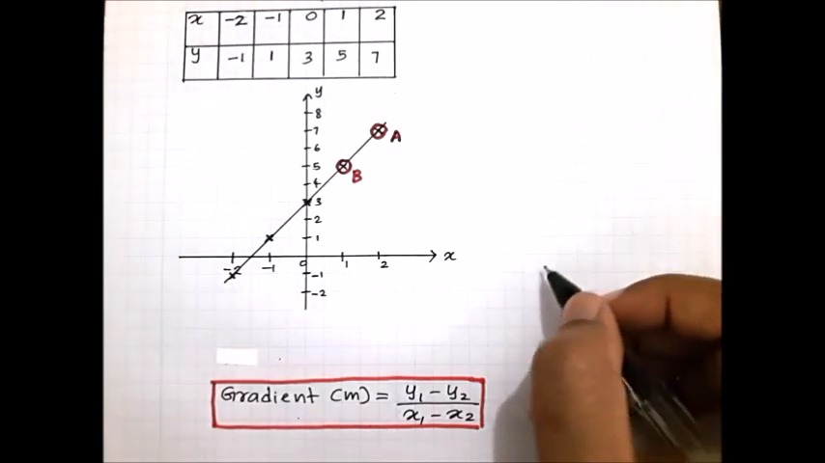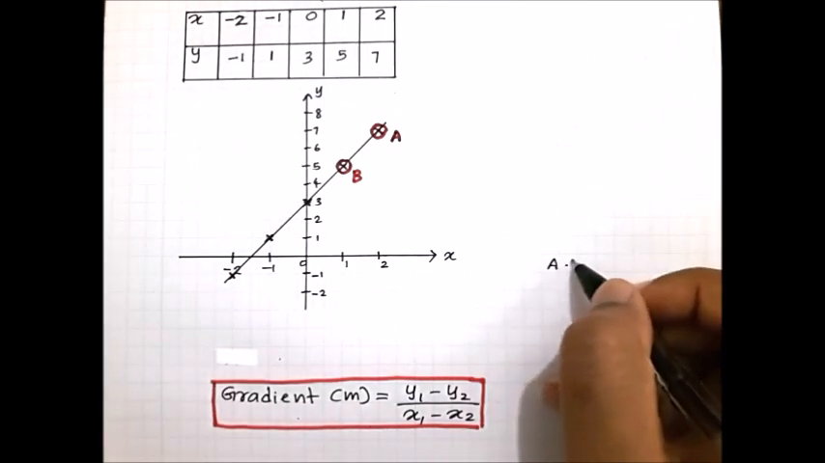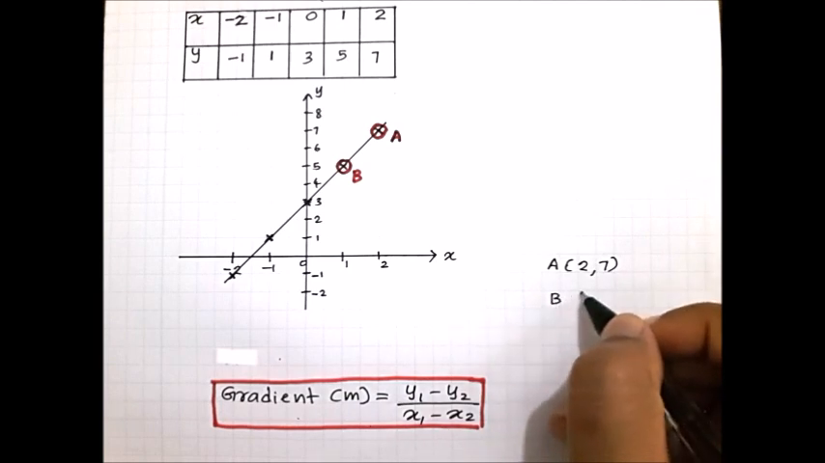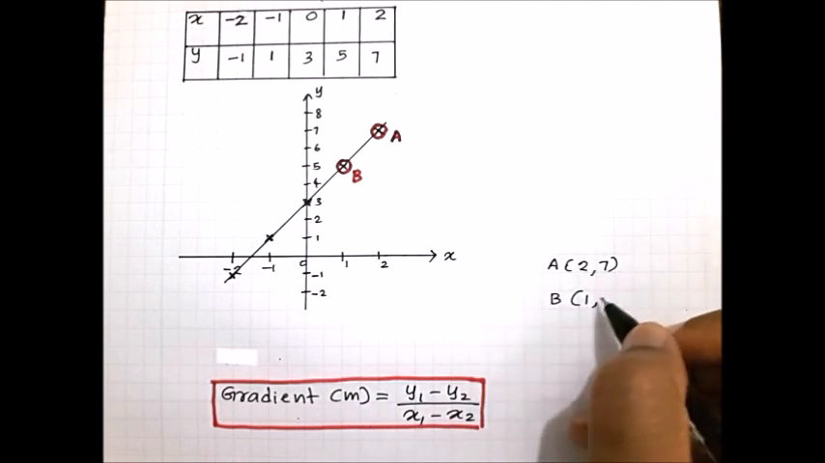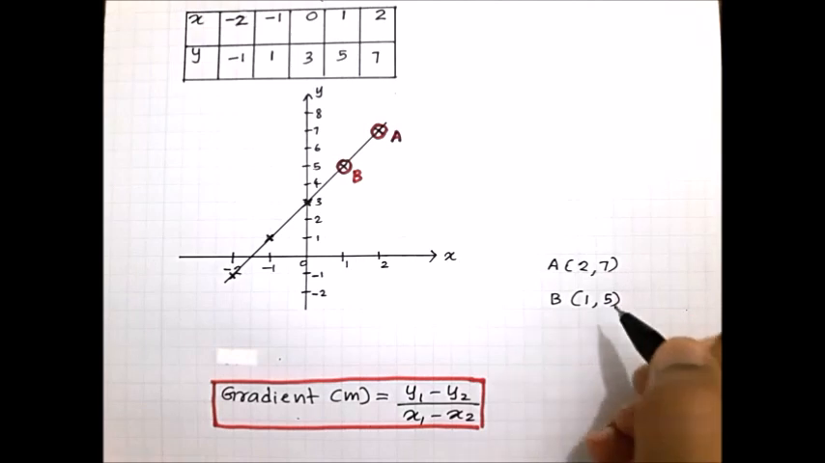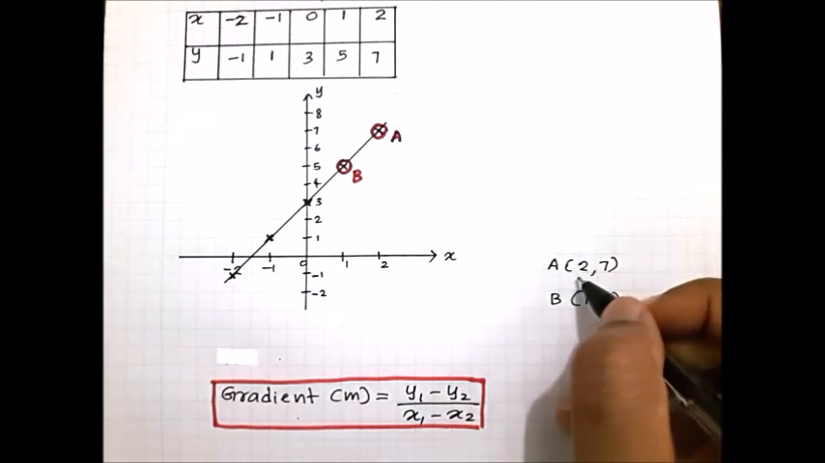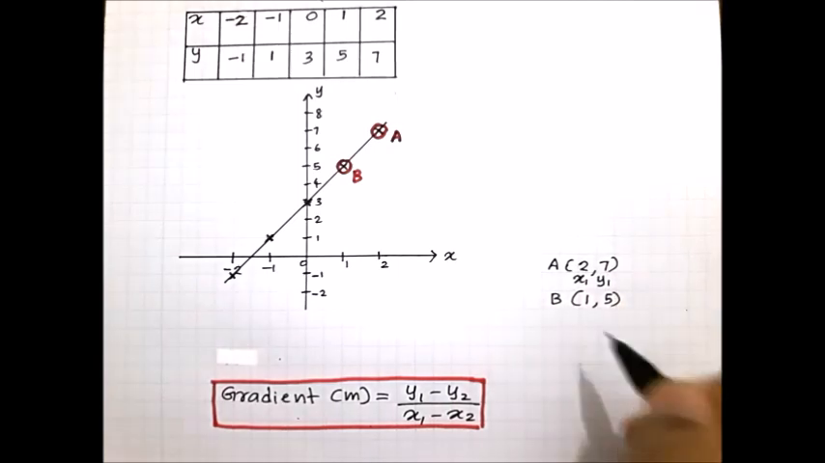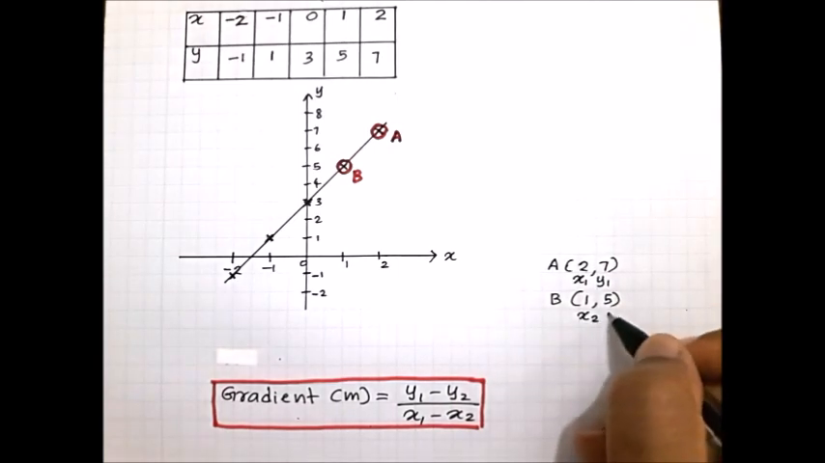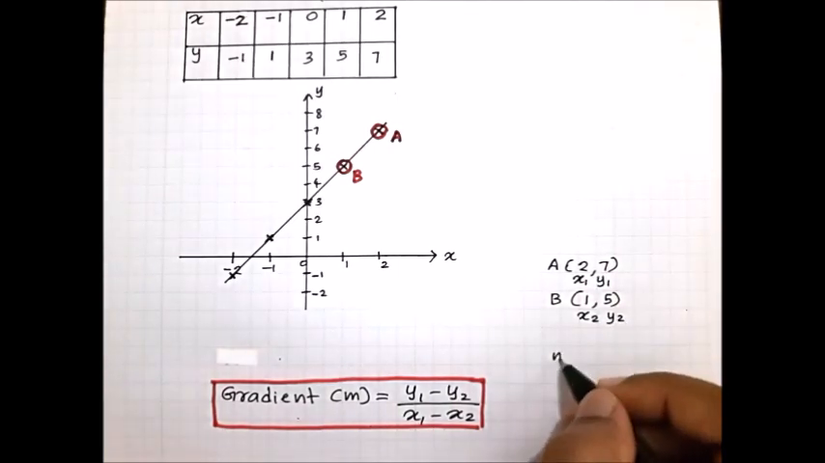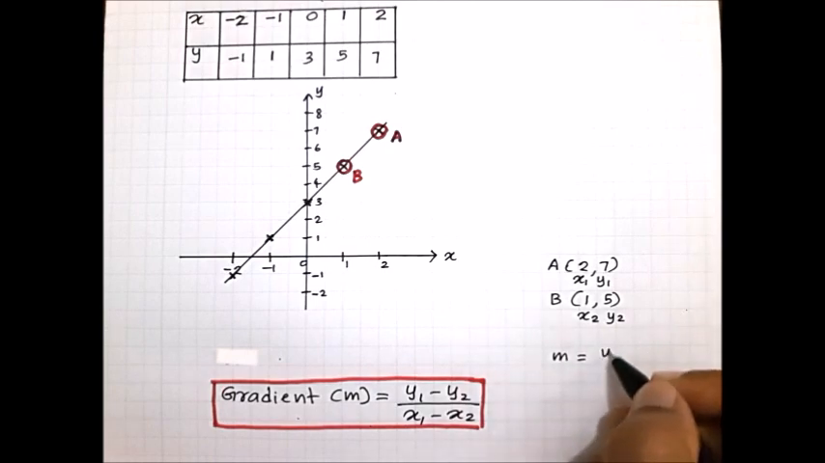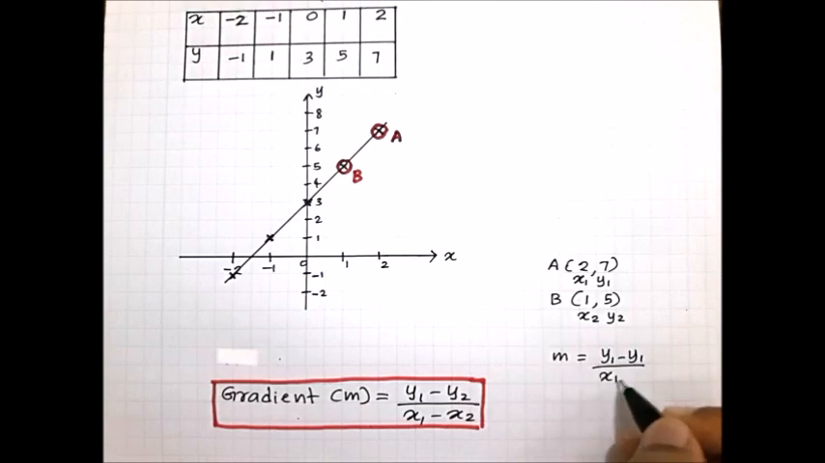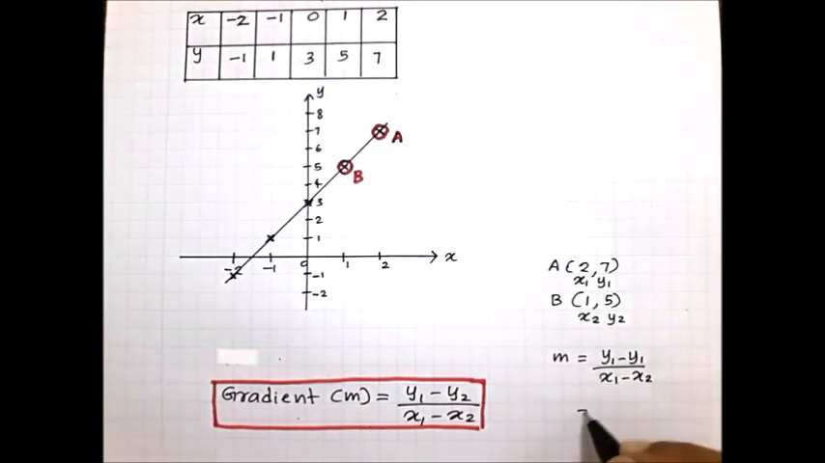Now what are the coordinates of A? It is 2, 7. Coordinates of B: it is 1, 5. Now take this coordinate as x1, y1. This one x coordinate, this one y coordinate. Take this one as x2, y2. Now find the gradient. Gradient is equal to the difference of y coordinates divided by the difference of x coordinates.